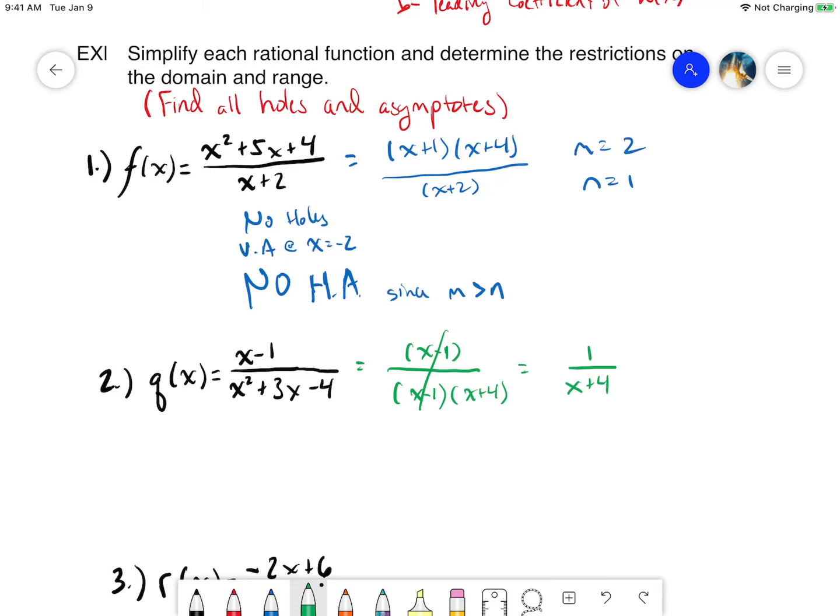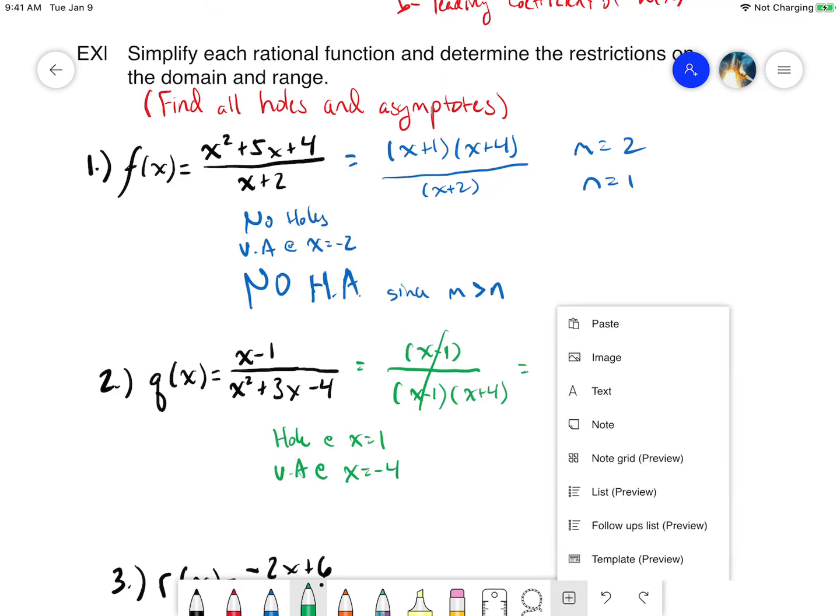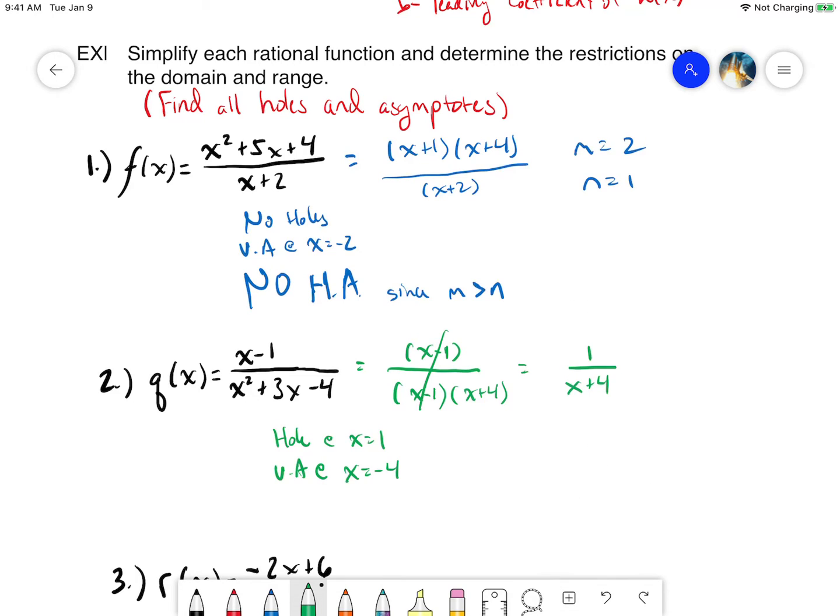And I couldn't remove the x plus 4 from the bottom. So we actually have a hole at x is equal to +1. We have a vertical asymptote at x is equal to -4, and then now we want to check m versus n.